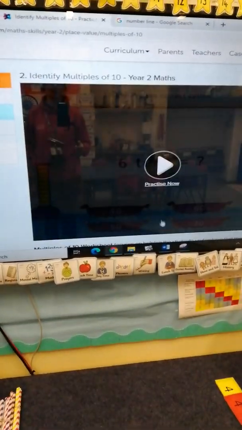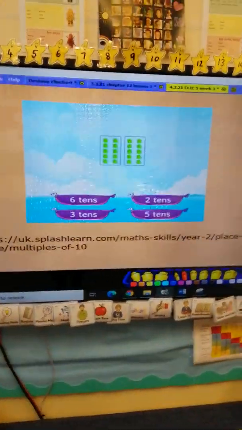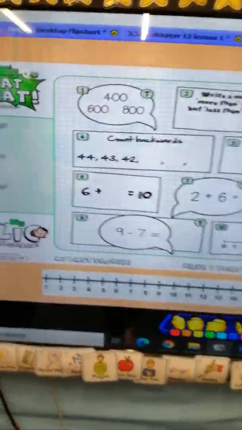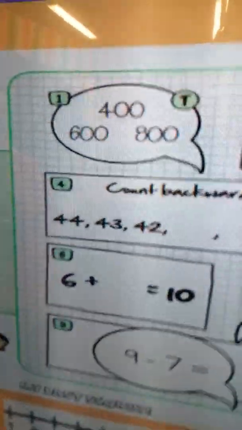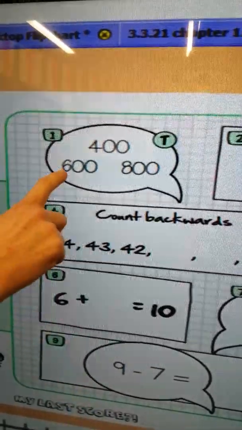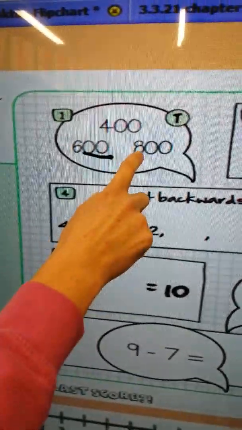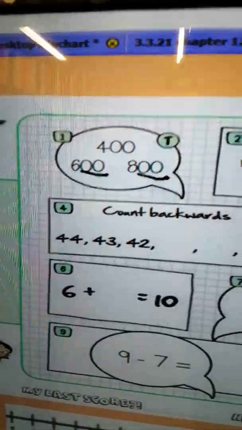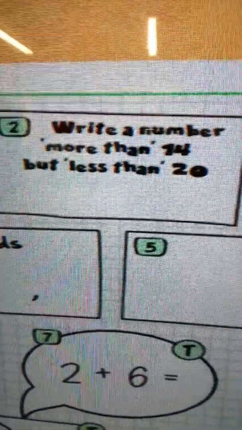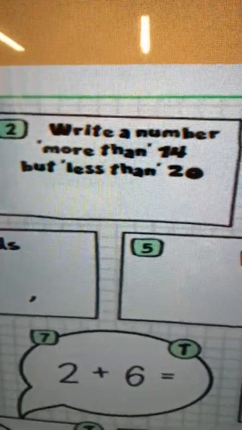Let's go back to our flip charts and have a look at today's click. Let's all read these numbers together. Remember, if it's got 2 zeros in it, it's the hundreds number. So we've got 400, 600, 800. Amazing. Right, okay. Next, we're going to have a go at writing a number that is more than 14.